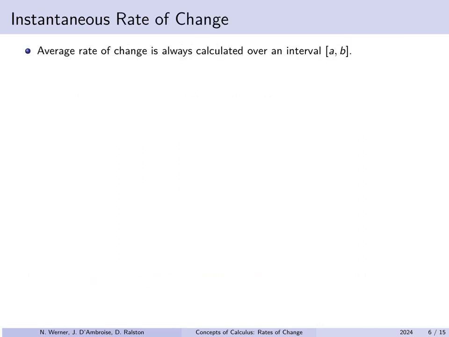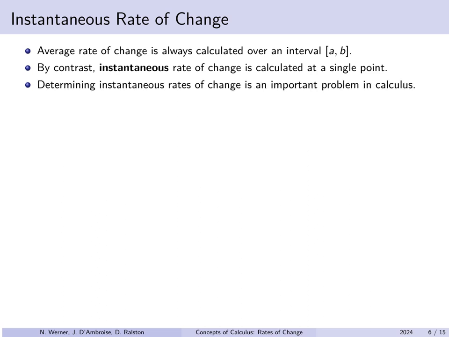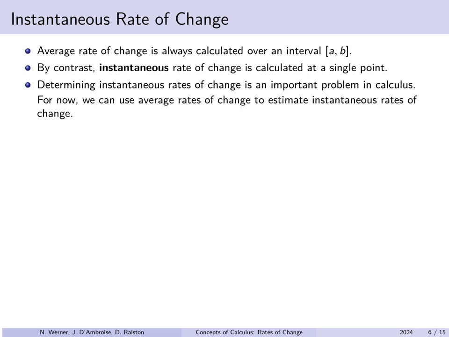Now the average rate of change is always computed over an interval from a to b. By contrast, an instantaneous rate of change is somehow computed at a single point. Your velocity at a specific time is your instantaneous rate of change at that time. Determining instantaneous rate of change is an important problem in the study of calculus. For now, we're going to use average rates of change to estimate this instantaneous rate of change.